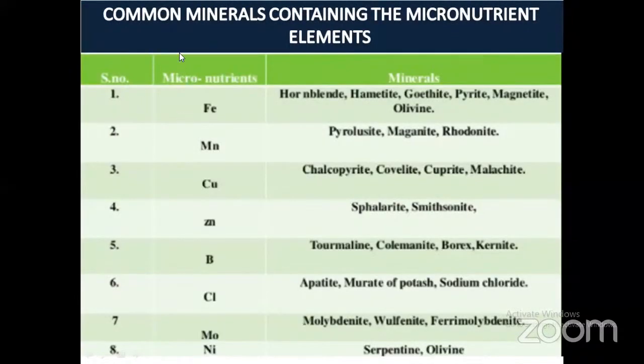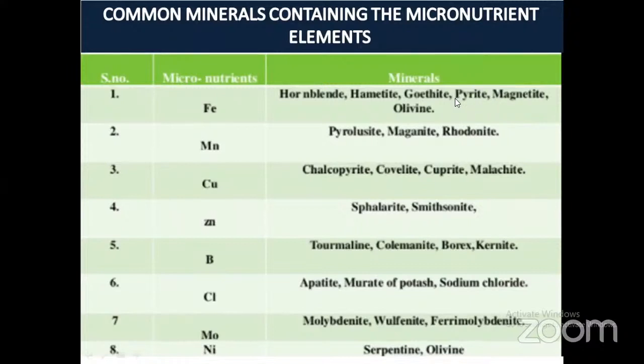Coming to different sources of these micronutrients, there are different minerals in the earth crust and they are the sources of micronutrients, and this slide is very important from the exam point of view. Most of the time I have seen objective questions from this particular slide, where a particular mineral is given and you are asked which micronutrient this mineral is a source of. So iron: we have hornblende, hematite, goethite, pyrite, magnetite, olivine, and pyrite has another name.